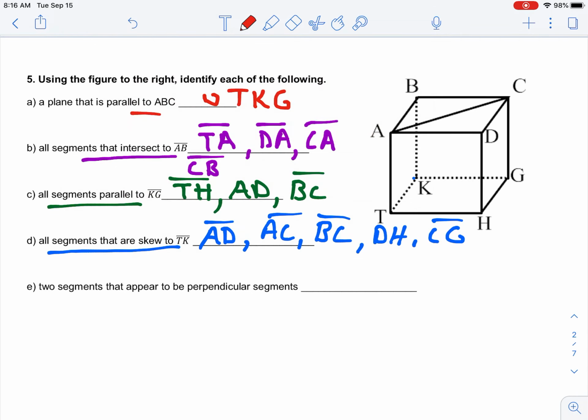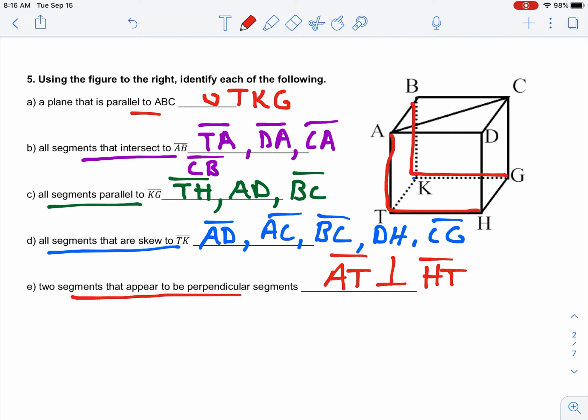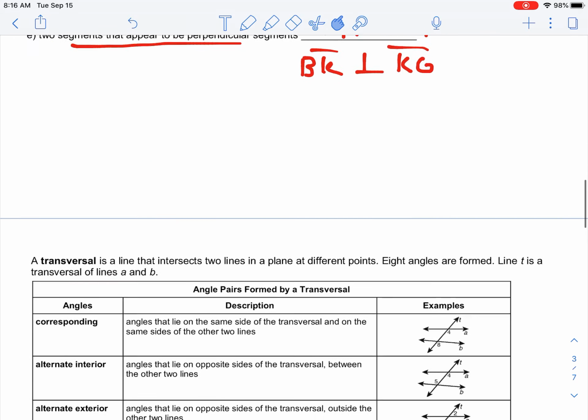Two segments that appear to be perpendicular, so let's look for an L. There's a couple different answers. Right here looks like it would form the L, so I could say AT is perpendicular to HT. I notice in the back that BK and KG look like they form it. So BK could be perpendicular to KG. There's a couple examples of possible perpendicular segments. All right, let's keep moving.